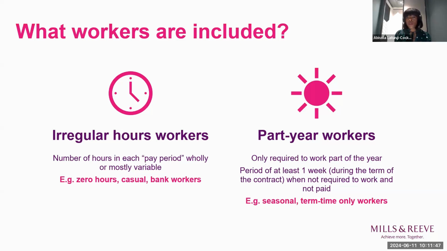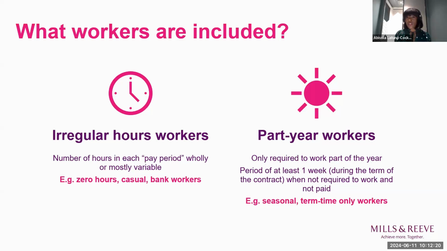The other type of atypical working, which is covered by the new legislation, is in relation to part-year workers. Those are workers who have a contract in place for a period of time during the leave year, whether that be for the entirety of the leave year or part of it. But importantly, they need to be required to only work for part of the leave year. And notwithstanding that, there should be part of their contract where they're under contract, but they're not required to work and during which they don't get paid. So what we're looking at there are typically seasonal workers and term time only contracts.